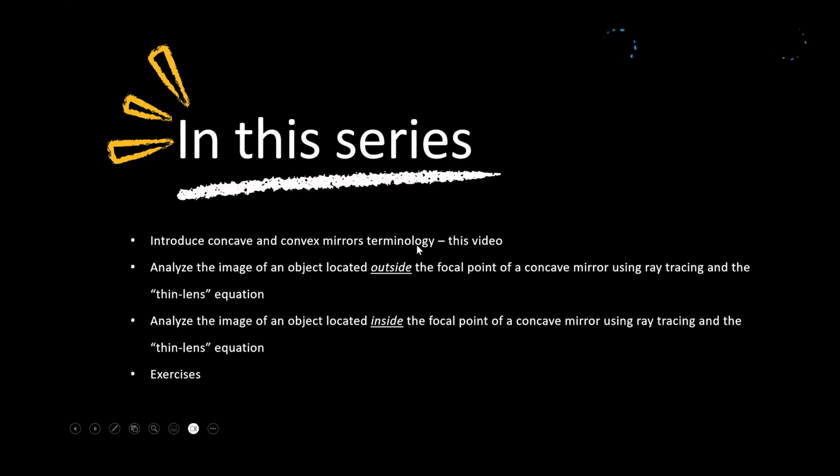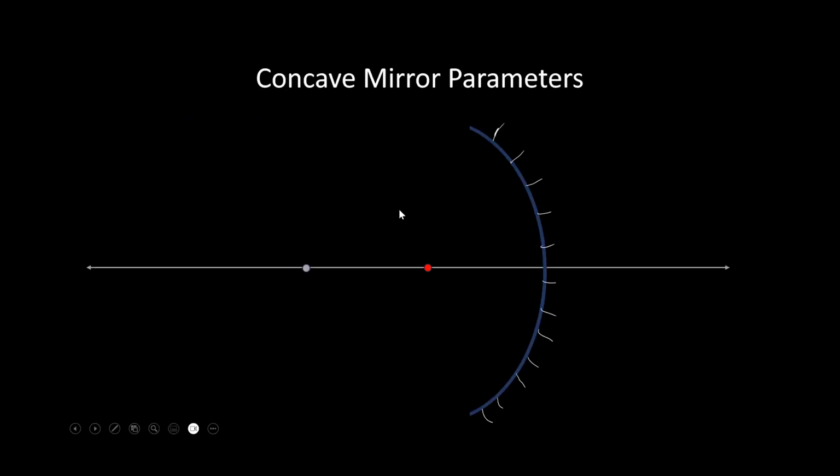So let's begin. This is a concave mirror. A concave mirror is like a bowl. This is the reflective side. This is the dark side. It's just like an aluminum bowl that you might have in your kitchen.